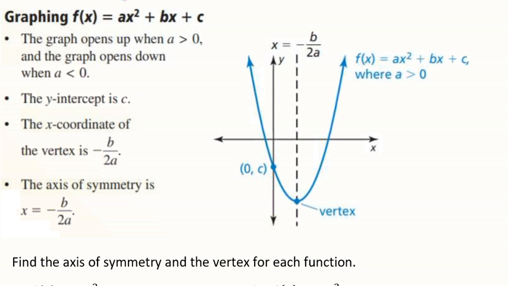In this video, we're going to be looking at the characteristics of a quadratic function in standard form. And then we're going to find the axis of symmetry and the vertex of quadratic functions. So here we see that when we're graphing f of x equals ax squared plus bx plus c, this is standard form.